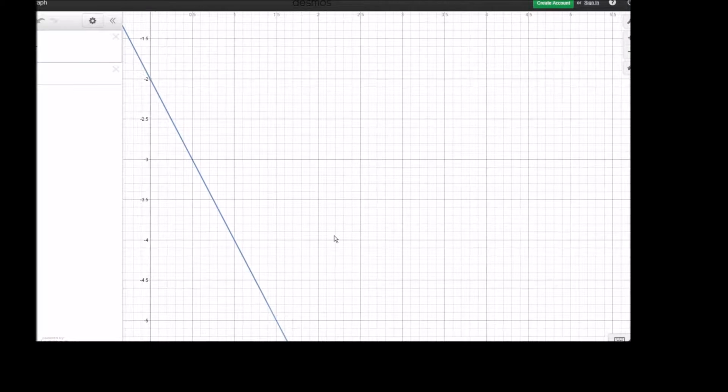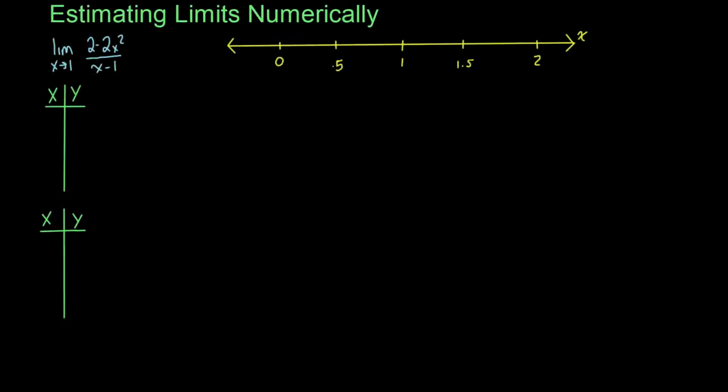We do notice that even though it's not defined here, our y value seems to be approaching -4, and the same is true for our other direction. As we get closer and closer to x equals 1, our y value seems to be closer to this -4. So it seems like we're getting close to -4. But let's go ahead and estimate numerically to see if we arrive at the same conclusion. So the first thing we want to do when we estimate limits numerically is select some good points. So we want to get closer and closer to this 1 to see what happens.